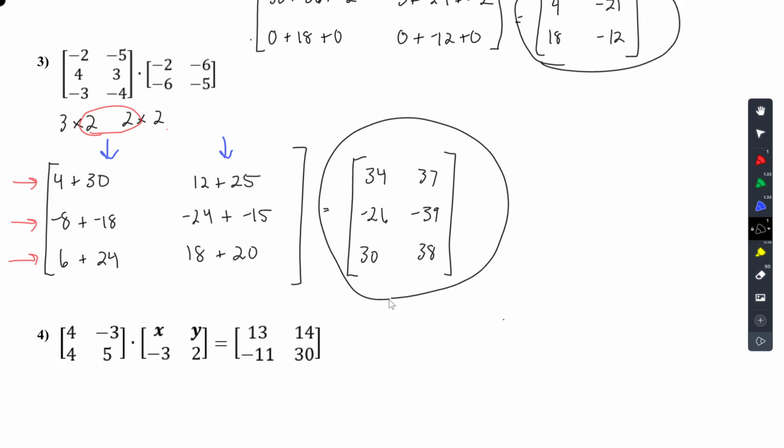Did you get them already? Just this one. Just this one? Yeah. So that'd be this row, first column, right? So you did 4 times -2. And then you gotta do 3 times -6.